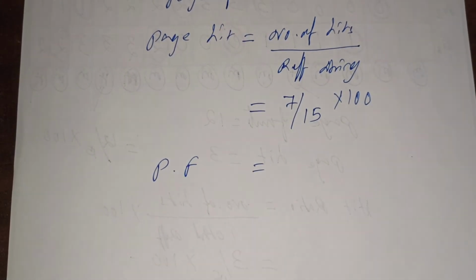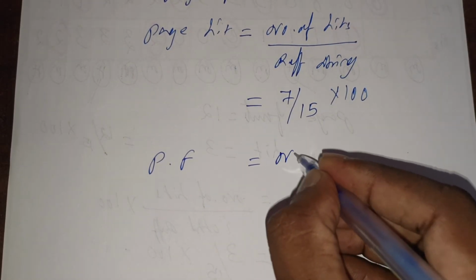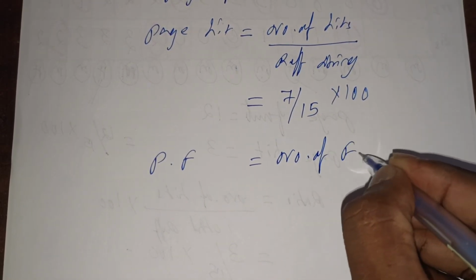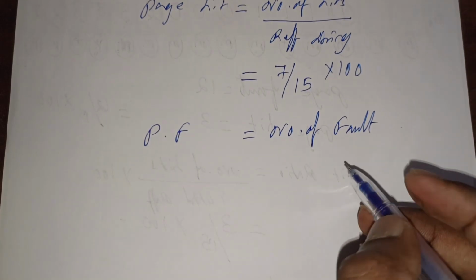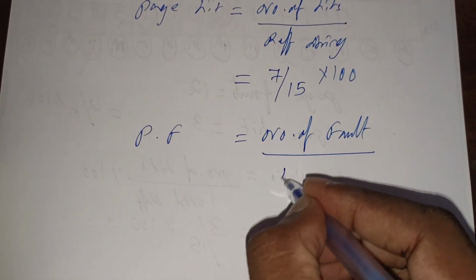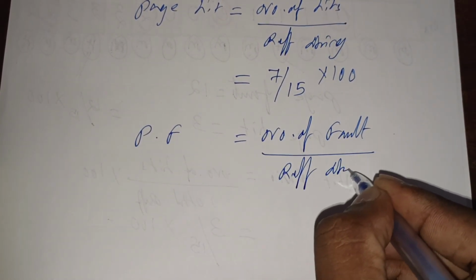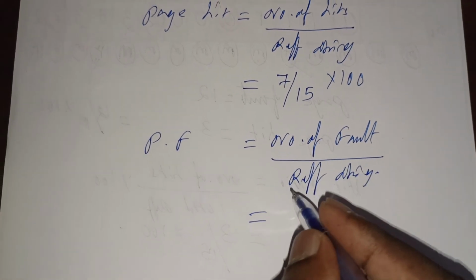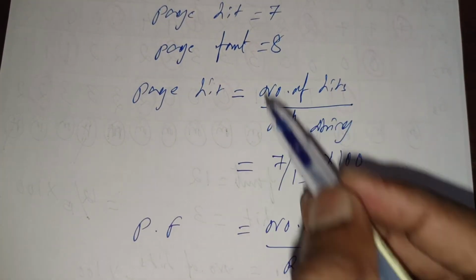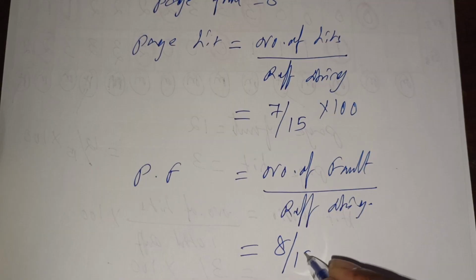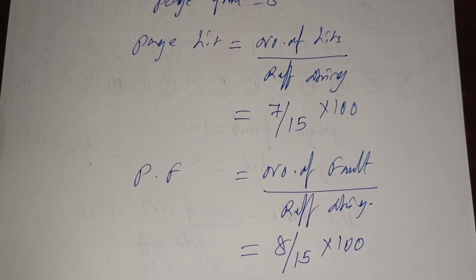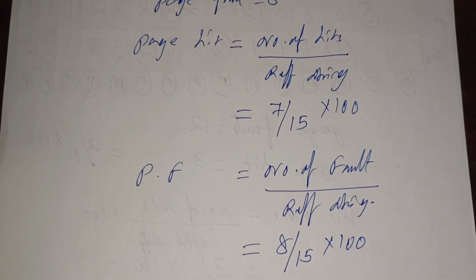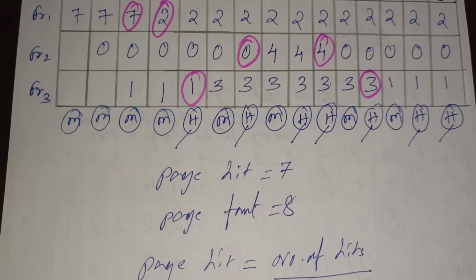Page fault is equal to the number of faults, right? So when the number of faults is compared here, it will be divided by the reference string. So the number of page faults, you know that already. The answer is 8 divided by 15 into 100, right? So this is how this page fault algorithm works.